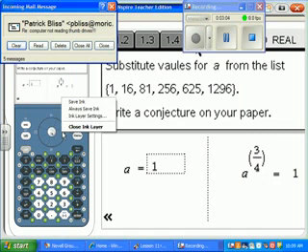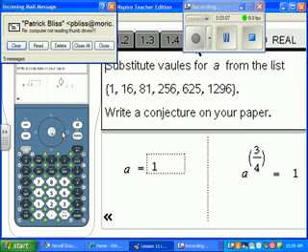Uh-oh. Don't do that. Mr. Bliss, you're going to fix my computer.